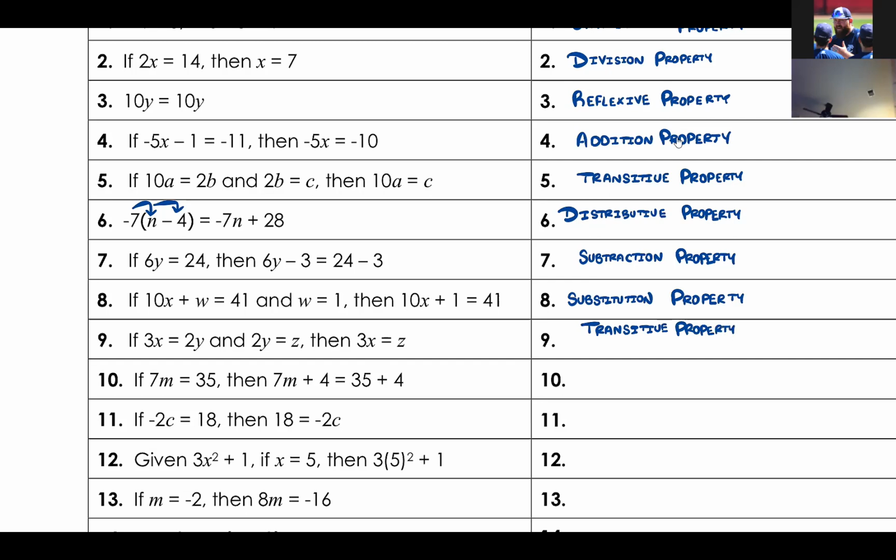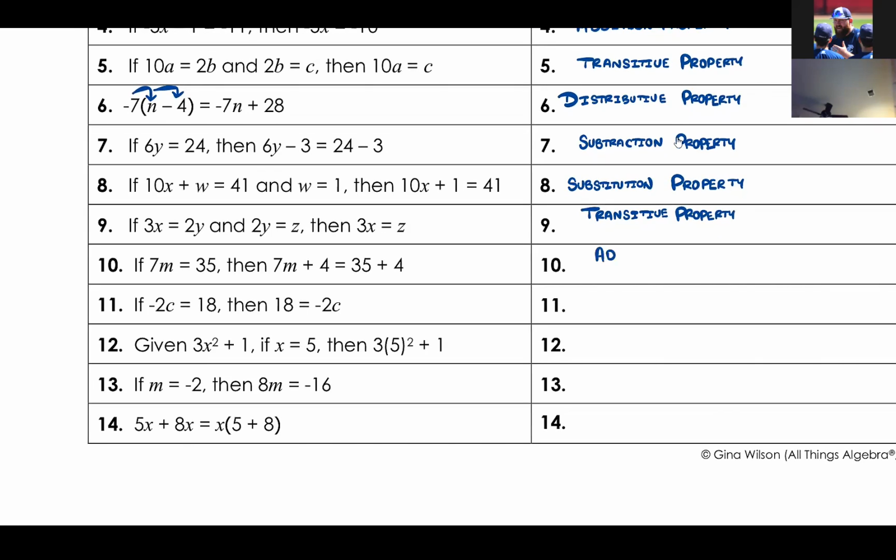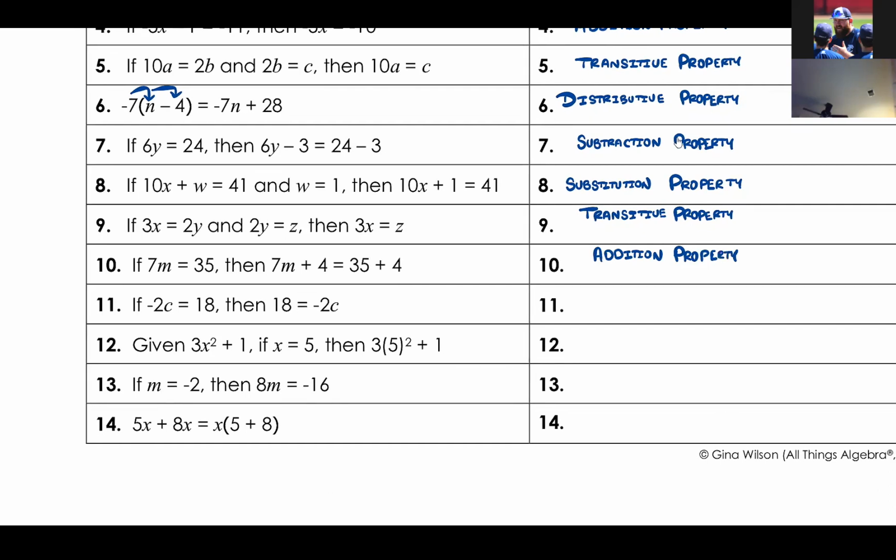Number 10, 7m equals 35. Then 7m plus 4 equals 35 plus 4. What changed? They added a 4. So what property did they use? This stuff is straightforward. There will be some that try to trick you, but for the most part, straightforward. Negative 2c equals 18, then 18 equals negative 2c. What do we call it? We just flip it around. Symmetric. That one, right?